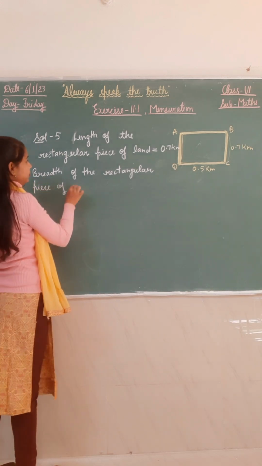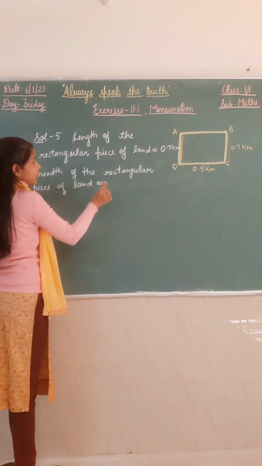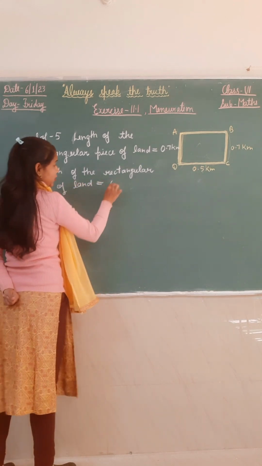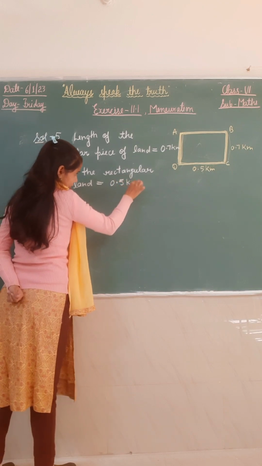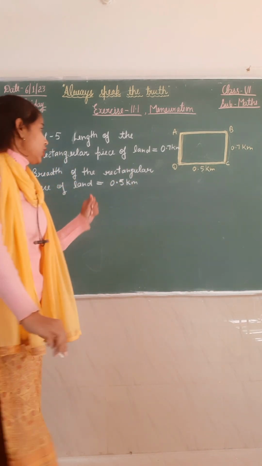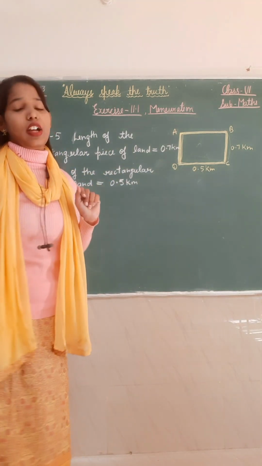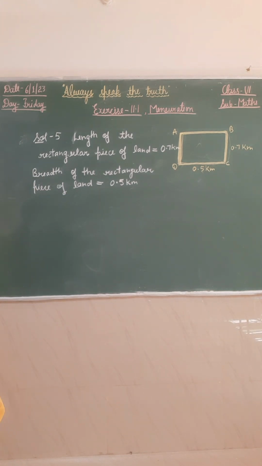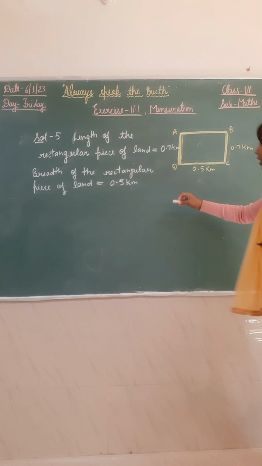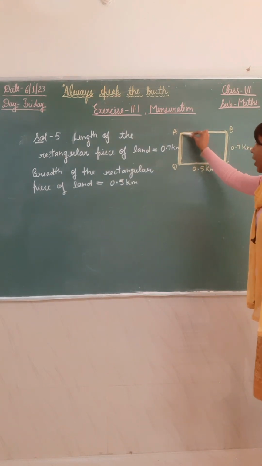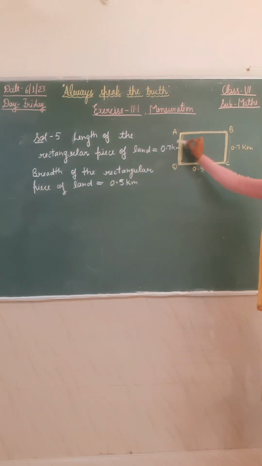Piece of land equal to breadth is 0.5 kilometer. Right, just now we have to find out the perimeter of the rectangular land, or we can say the length of wire needed to cover it 1 time. We can also say that we need to find out the wire we need to cover it 1 time.